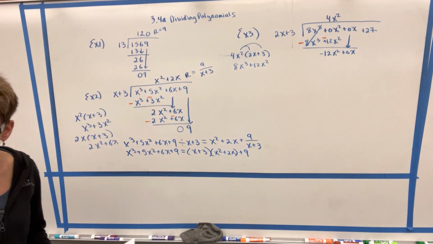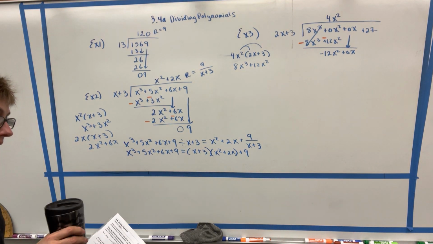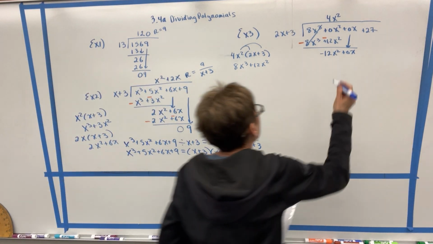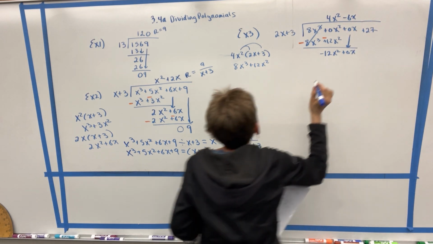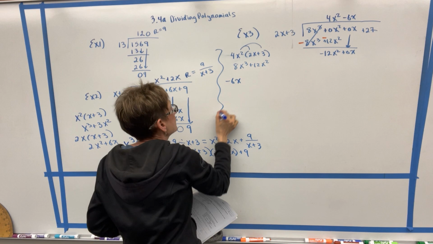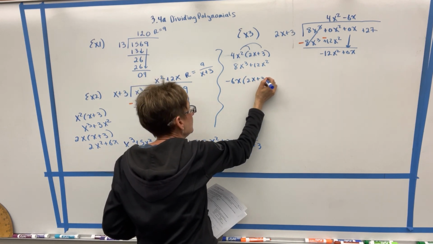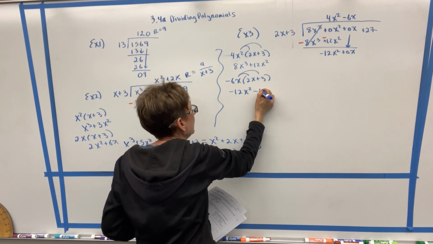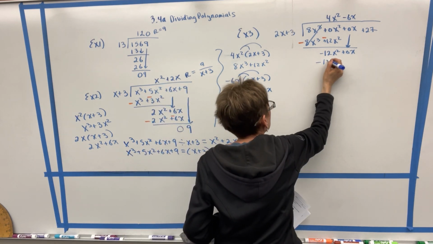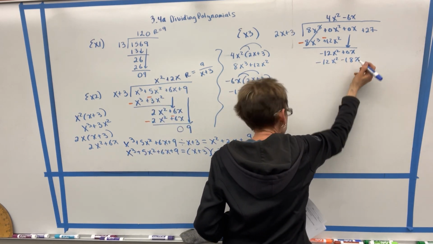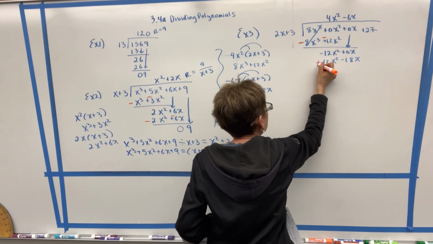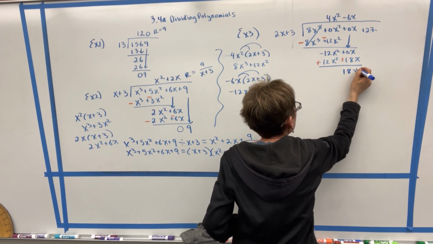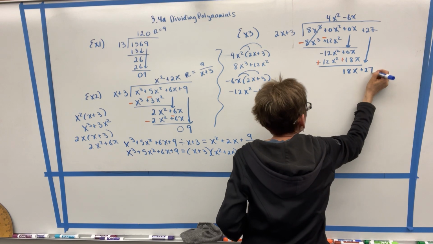Now I want to ask myself what I would have to multiply 2x by to get negative 12x squared. And the answer is negative 6x. If I take negative 6x times 2x plus 3, I'm going to get negative 12x squared minus 18x. Then I change the sign and add. This becomes 18x, and I bring down the 27.